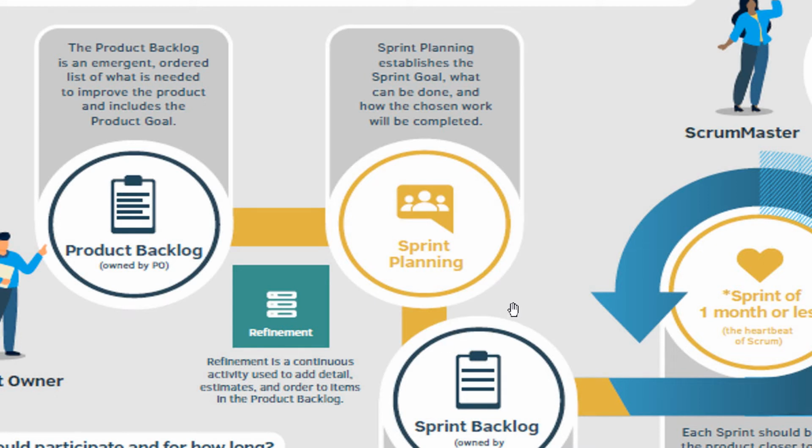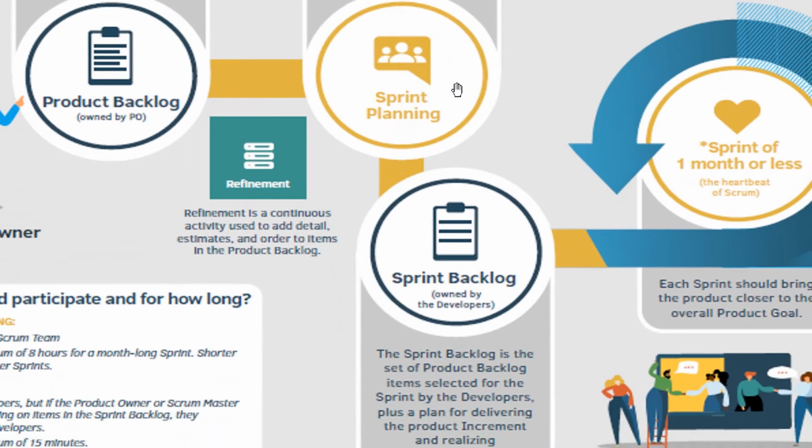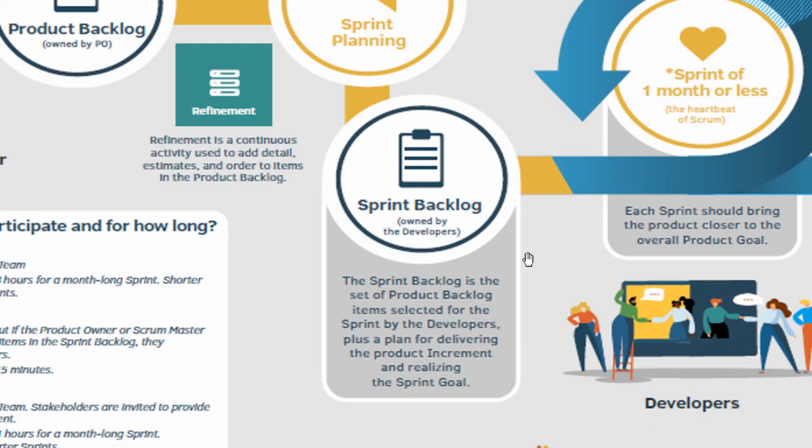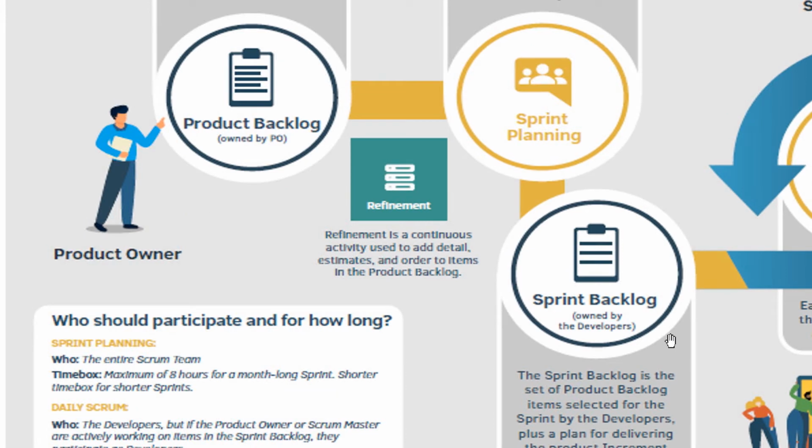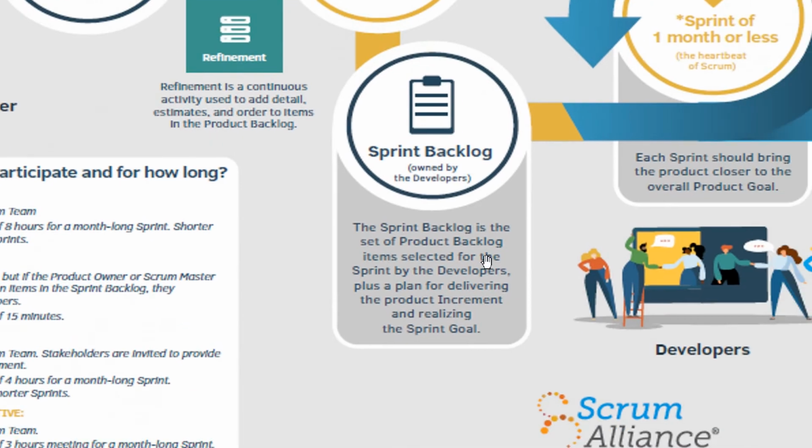And next comes the sprint planning. What is sprint planning? It establishes the goal, what can be done, and how the chosen work will be completed, what to be done, how to be done. This is what sprint planning is all about. Now sprint backlog comes into picture. The sprint backlog is completely owned by the developers. Please remember, the product owner owns the product backlog. At the same time, the sprint backlog is owned by the developers.